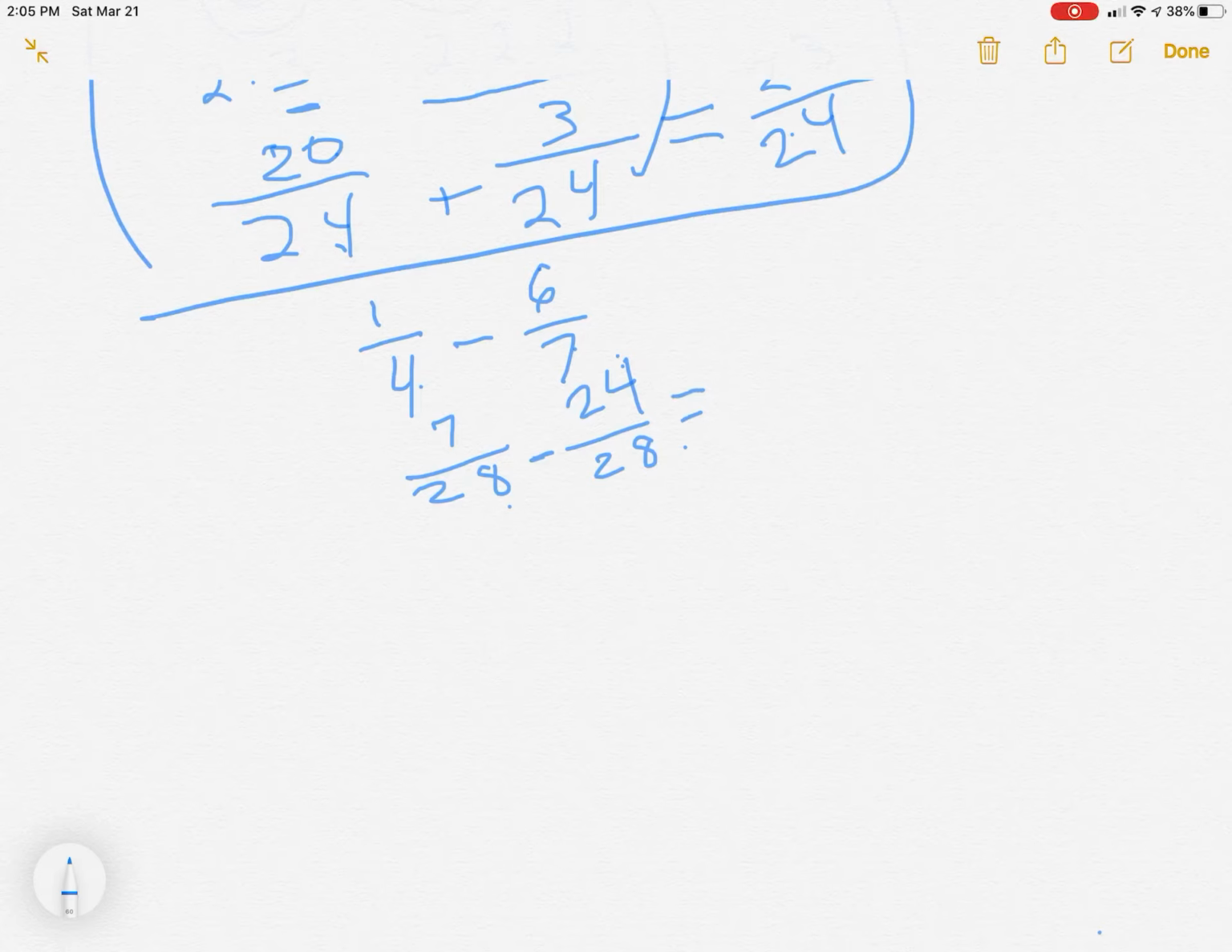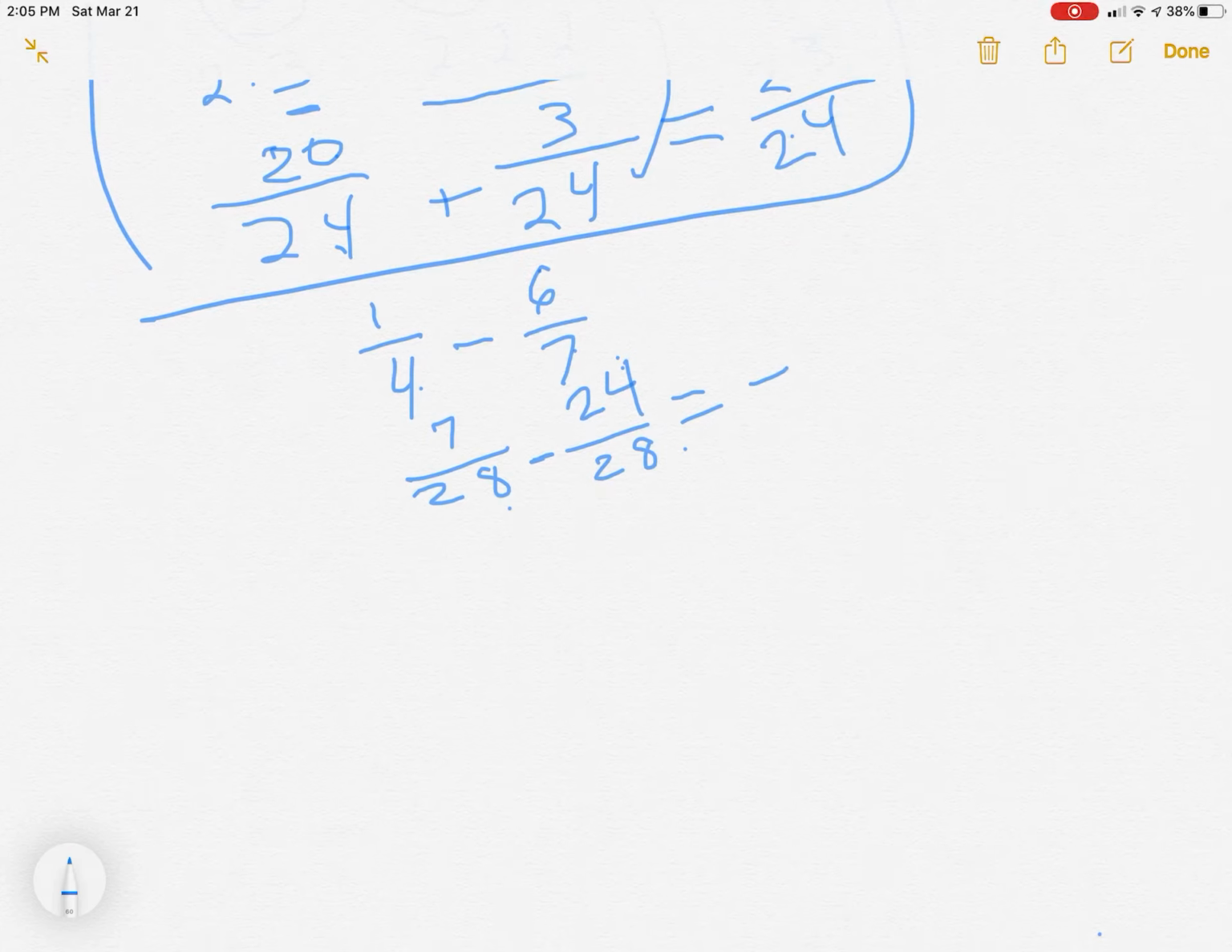Okay, so now I can add the top. 7 minus 24, I can't do that in my head, but I can do 24 minus 7 and make the answer a negative. So it's negative 17 over 28. Makes sense? This is the biggest number, so subtract 7 from it. It'd be 17. Am I getting everybody? You staying with me?